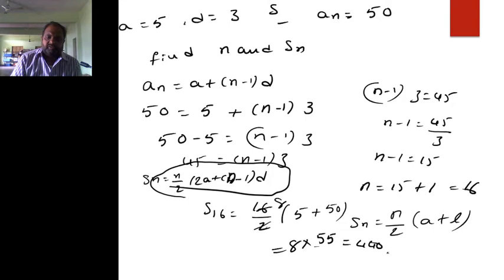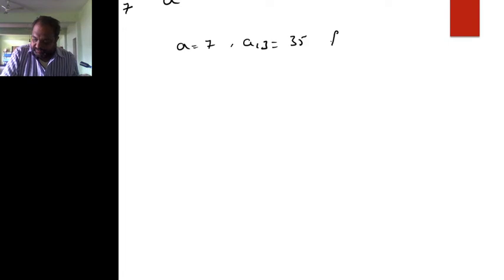So this is another problem on arithmetic progression. Second exercise, third Roman model. Next, a is equal to 7, a13 is equal to 35. Find d and S13.